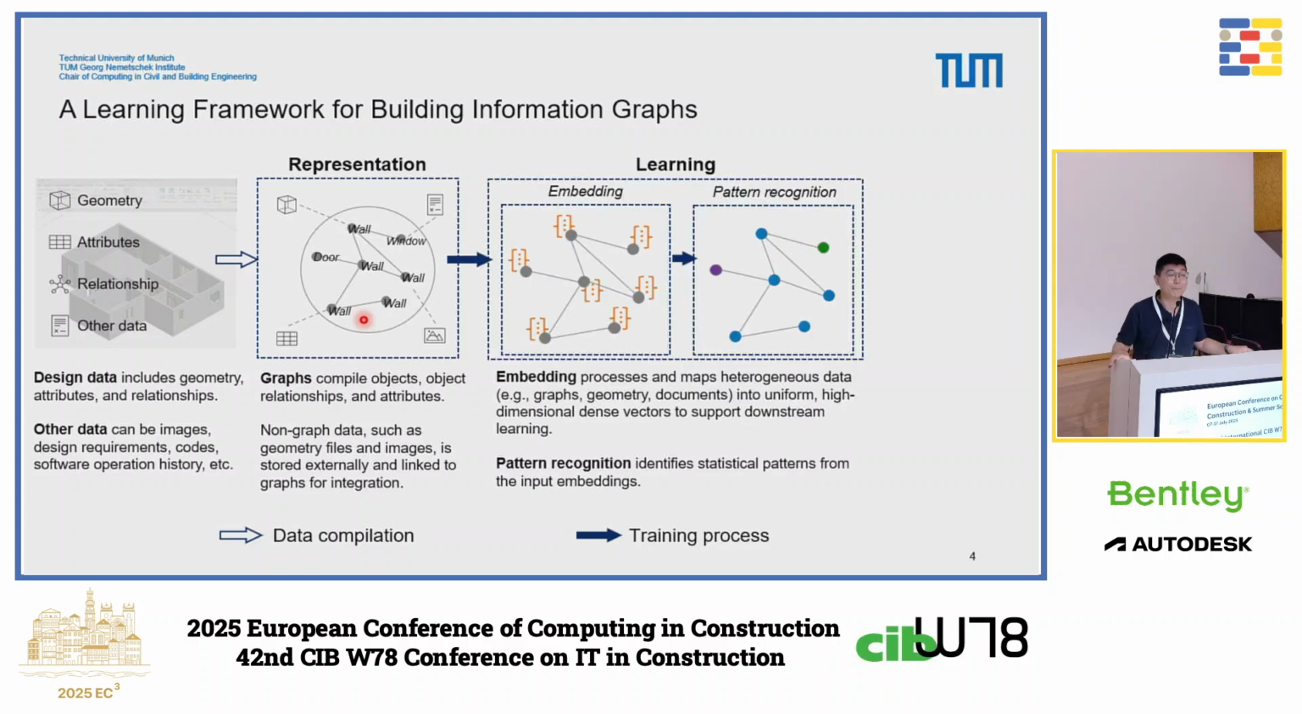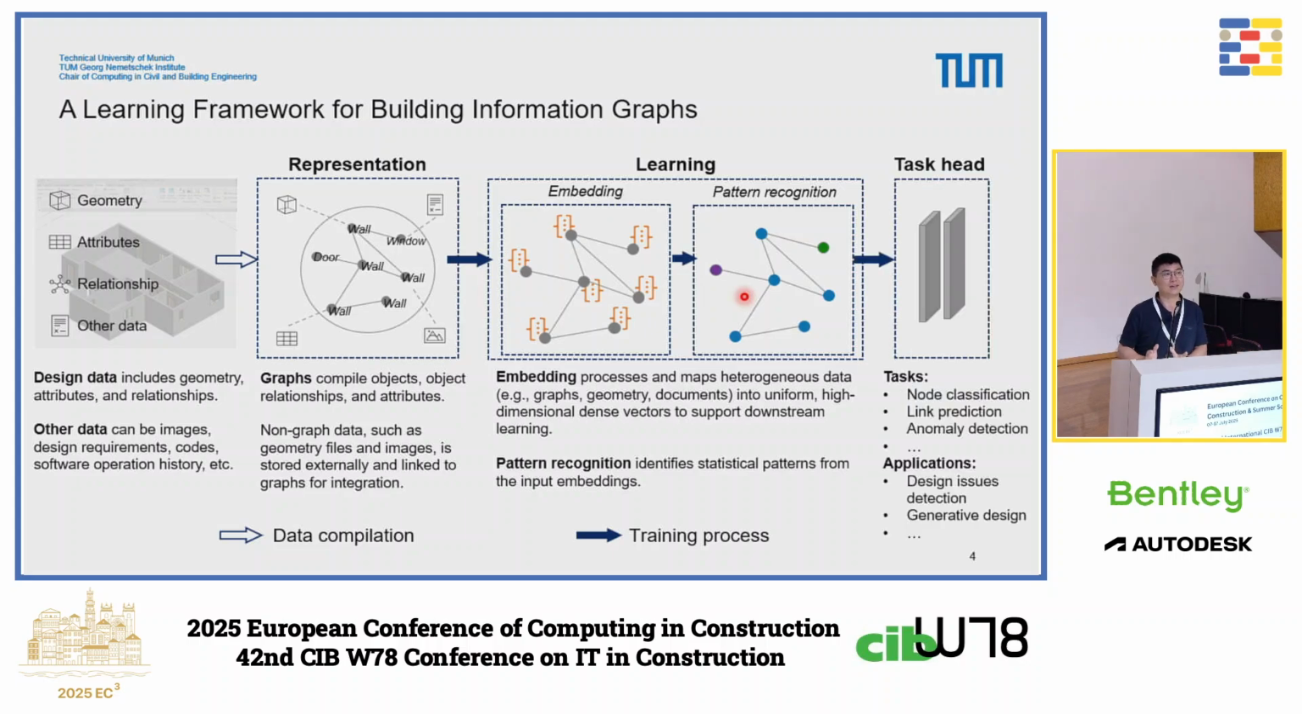Then we are going to embed those heterogeneous information from human understandable format into very long, very dense vectors in a very high dimensional space. This process, embedding, is going to let the computers understand the design, just like an expert. After embedding, we are going to put the learning algorithms, such as graph neural networks, on top of the embeddings to discover the possible statistical patterns. Then we put the task head at the end.